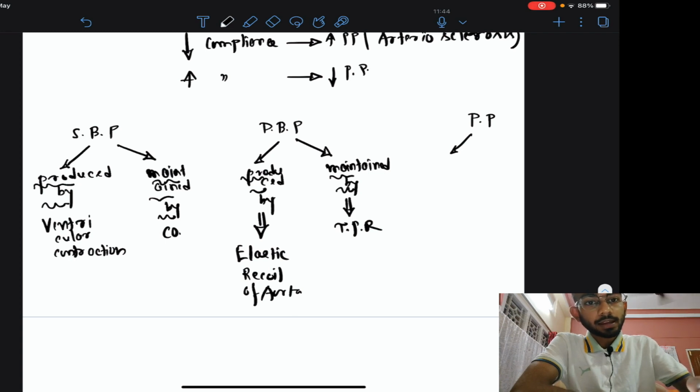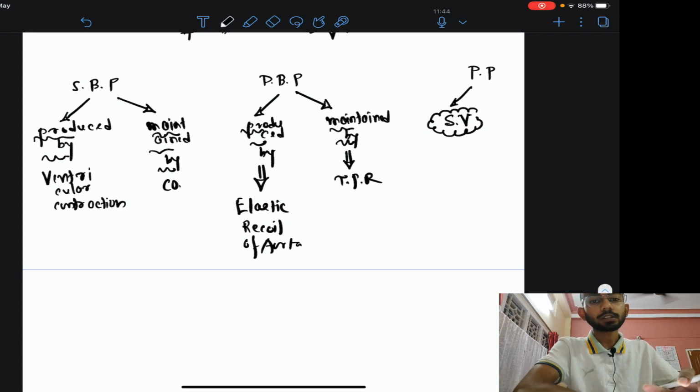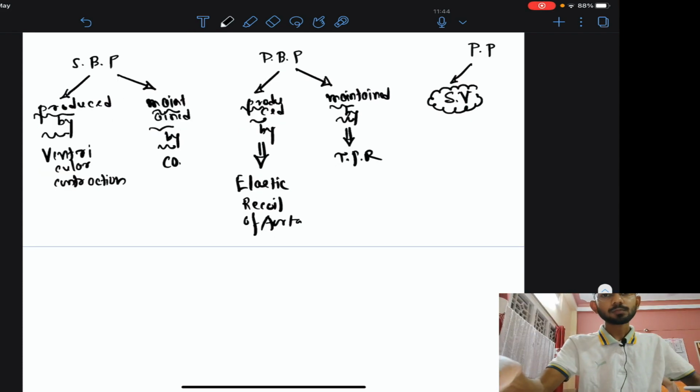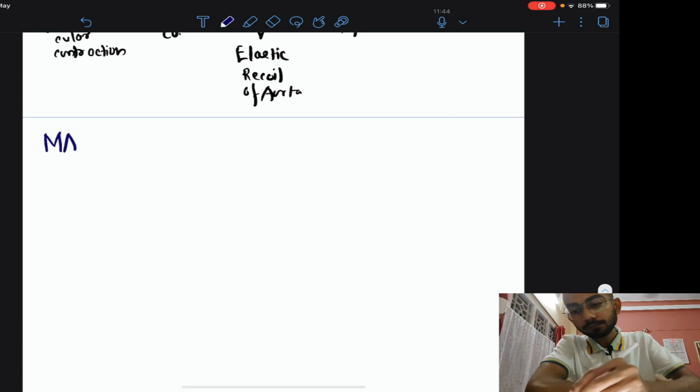Okay, and the pulse pressure, since it is directly proportional to the stroke volume, is basically concerned with the stroke volume. So these are some of the high yielding points about the blood pressures which you need to remember. Now let us move on to the next type of blood pressure, that is the mean arterial blood pressure.